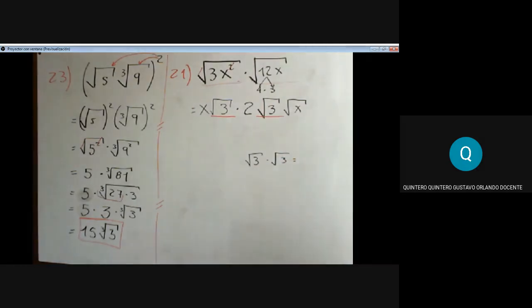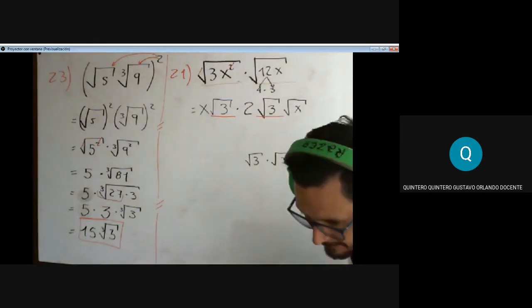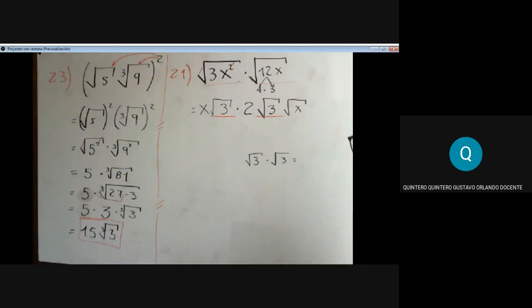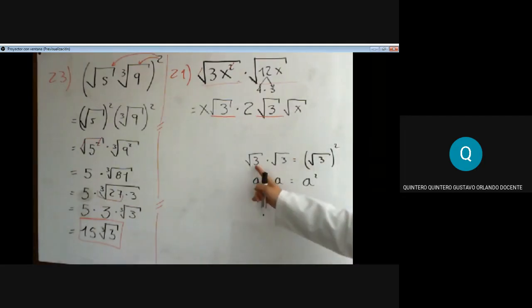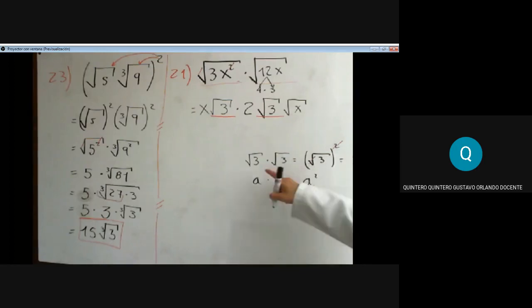All right, the square root of 3 by the square root of 3. For someone who likes mathematics, this can be made into an exponent, into a power, because you have the same base. A times A equals A squared, right? Since these two are the same numbers, we can have the base, square root of 3, to the 2. Did you see? Square root of 3 times the square root of 3 equals the square root of 3 to the 2, and this can be canceled. In other words, square root of 3 by the square root of 3 equals just 3.